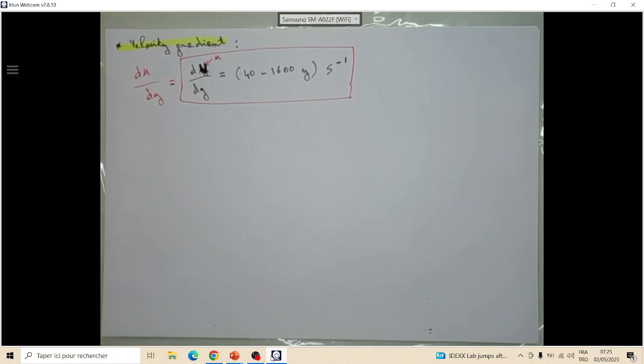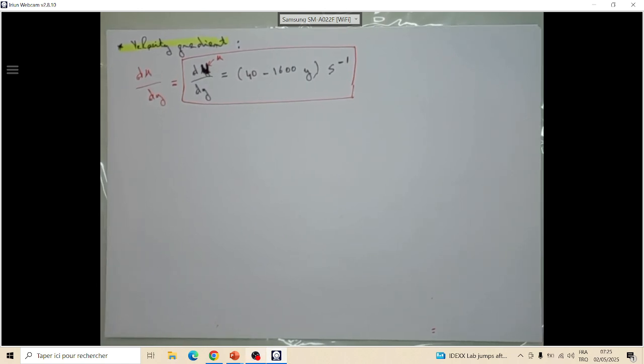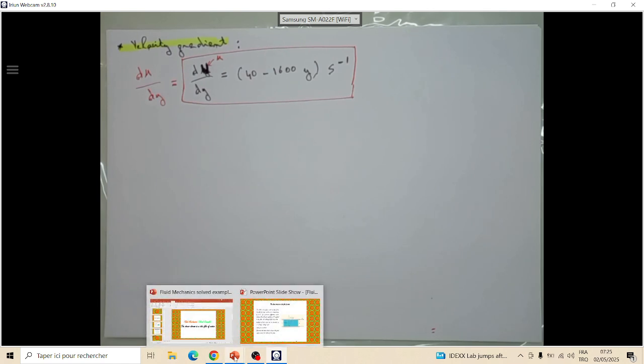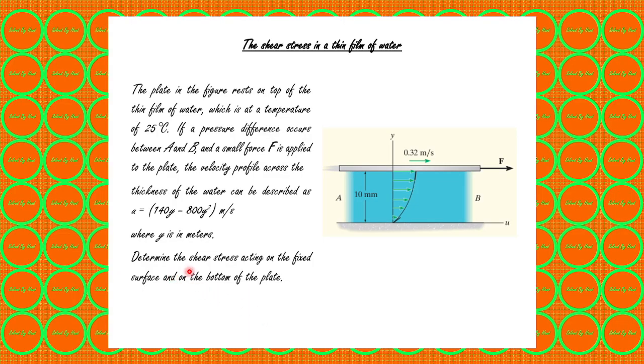So what else do we need in order to solve our problem about shear stress? We need only to perform the calculation. I will continue our problem. So we have to determine the shear stress acting on the fixed surface and on the bottom of the plate. So we have to determine the shear stress at two locations. Location number one on the fixed surface. This is location 1. Location 2 is the bottom of the plate.